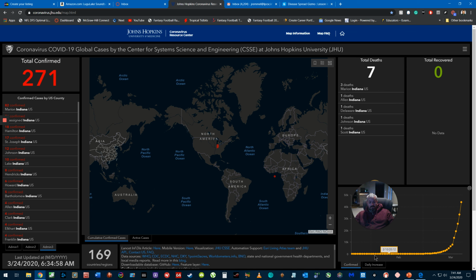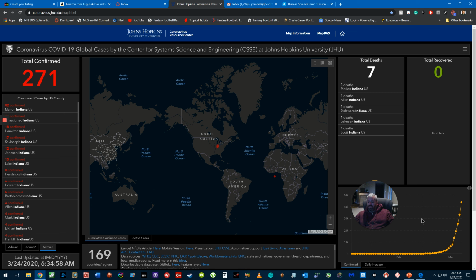Here you can also see the graph. This is a logistic growth curve. And this is kind of scary. We use these things also for things like population dynamics, which shows us how fast a population is growing. But you guys can see that this is exponential right now. It's going up. But I think that's because we're testing more.